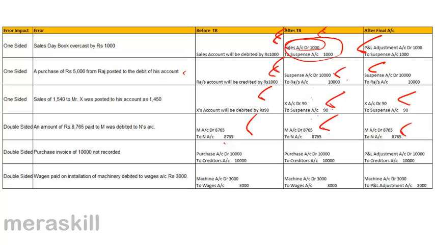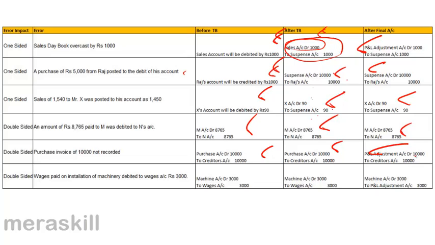Purchase invoice of 10,000 was not recorded. So let's record it. Purchase account debit to creditors, whether it's before trial balance or after trial balance. But in the next accounting year, if that's when the error is being detected and rectified, I cannot say purchase account. It is not purchases for the next accounting year. So I say profit and loss adjustment account debit 10,000 to creditors. I replace purchase with profit and loss adjustment account.